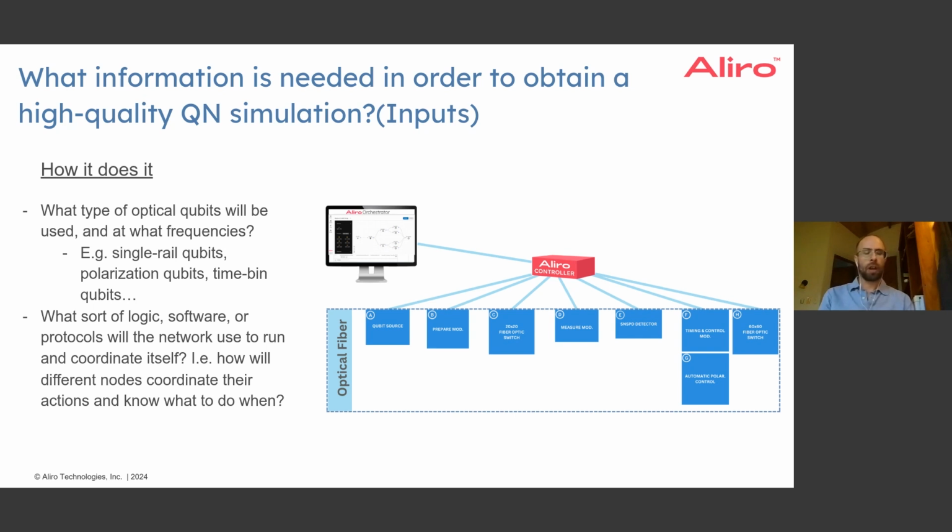Also very important, which I haven't talked a whole lot about here, is that there's obviously going to be classical software that runs a lot of this stuff, and classical choices to be made about what to do when at a given node or link. And so in general, what is the sort of logic, software or protocols that your network will run and coordinate itself on? How will a different node know what to do, and how will they coordinate themselves and know what to do when?